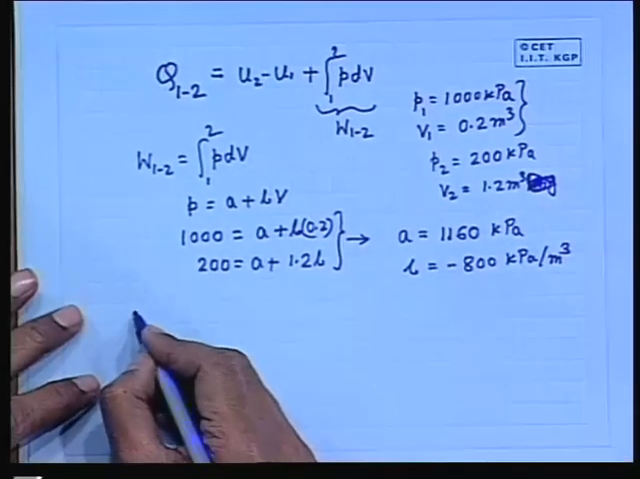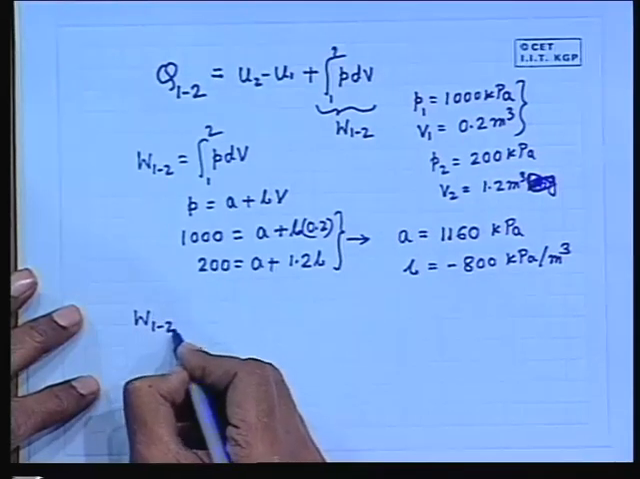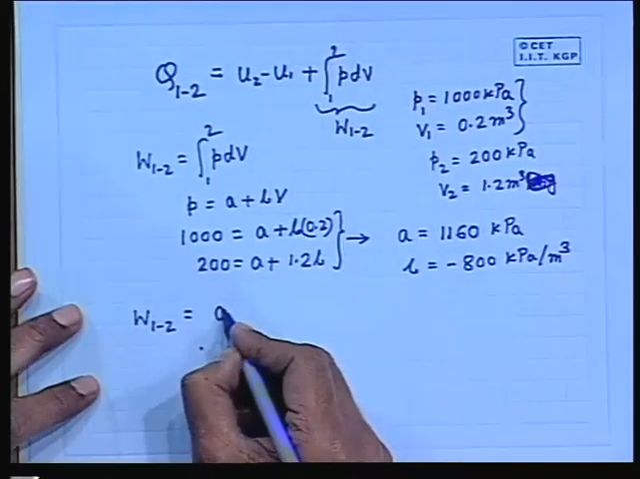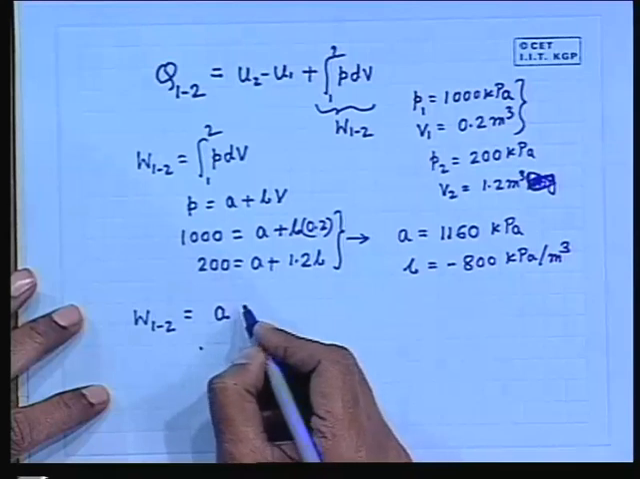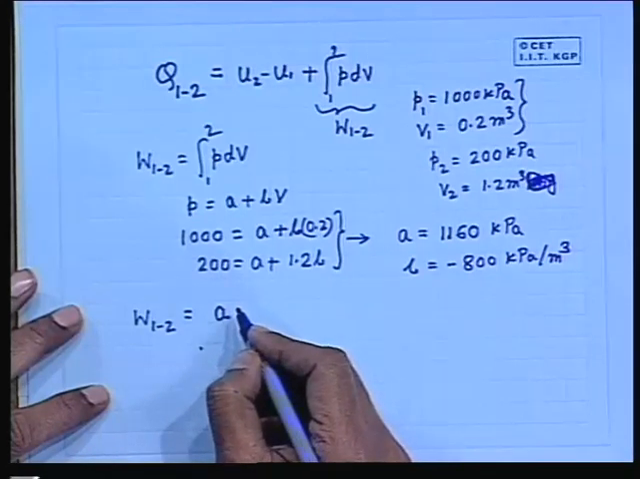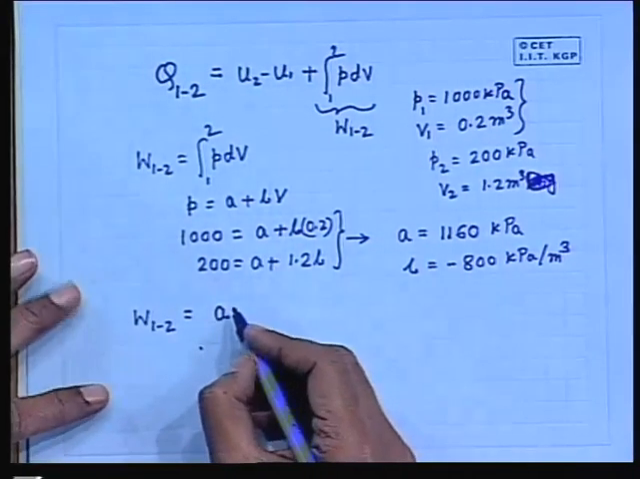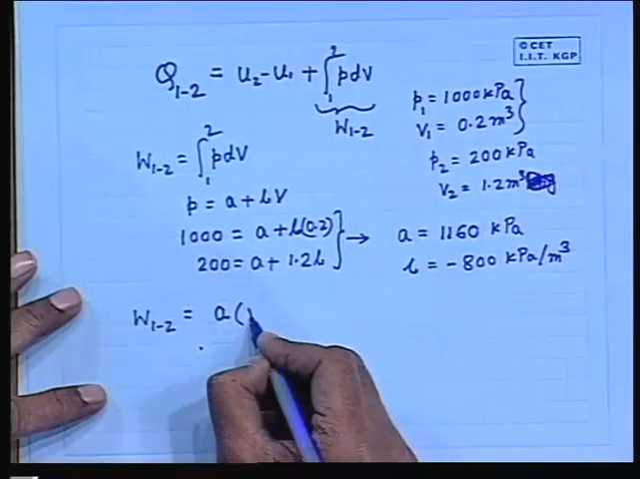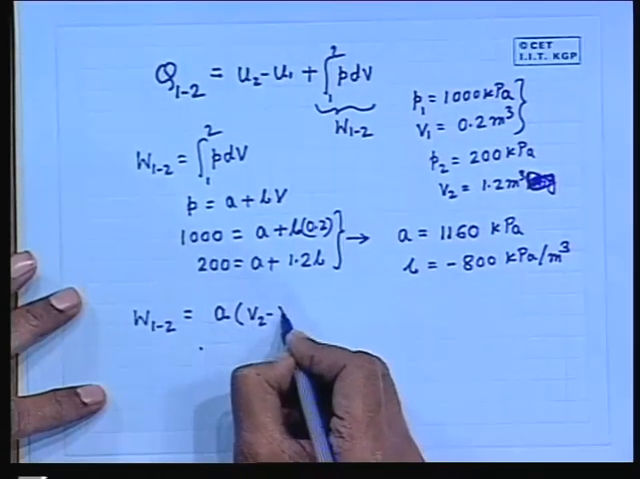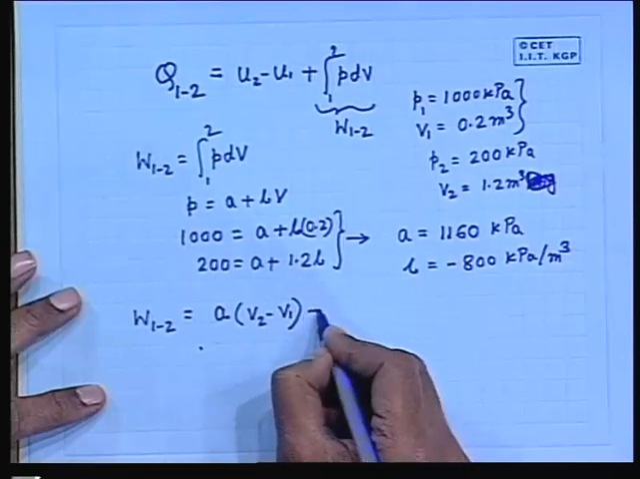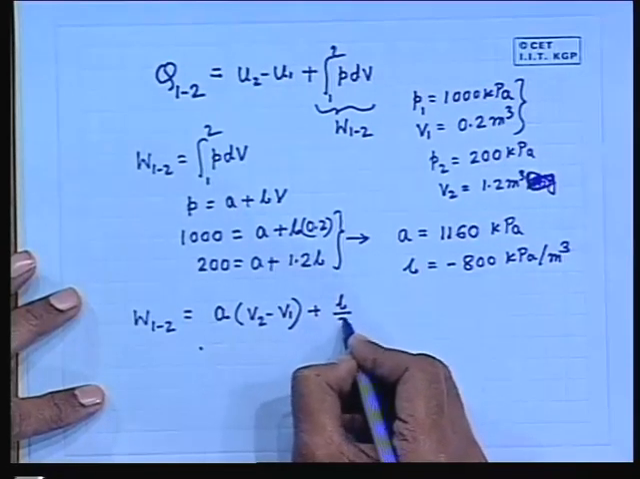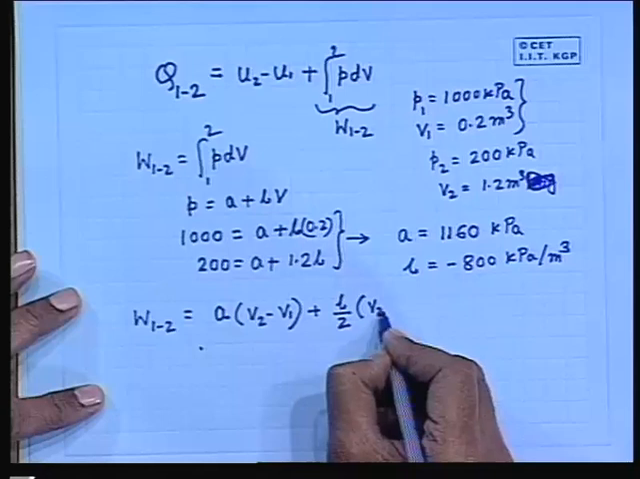Now what is W12? Tell me. W12 will be, slowly, A times V2 minus V1 plus B by 2 times V2 square. All these students may not catch so fast. It's for the wide spectrum of students, so we will go slow.